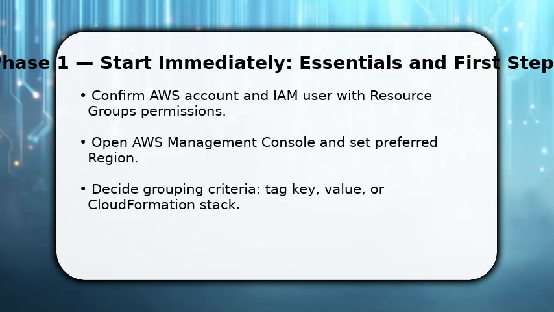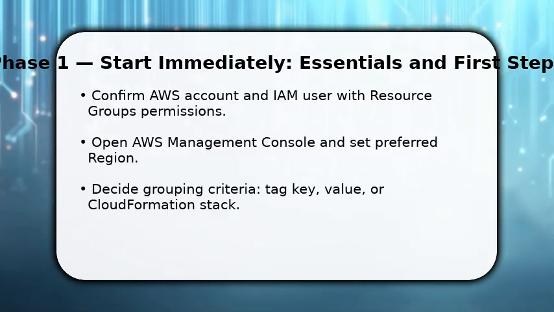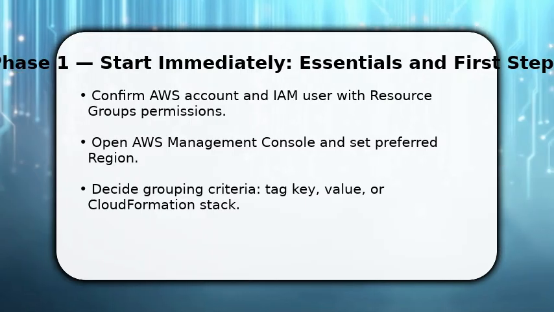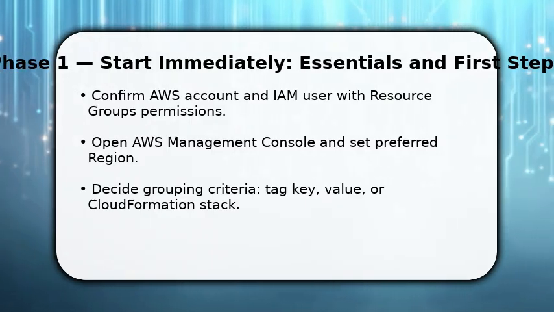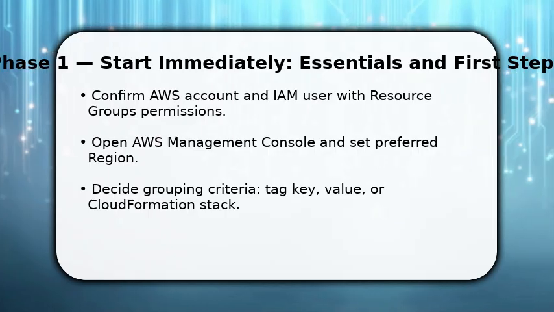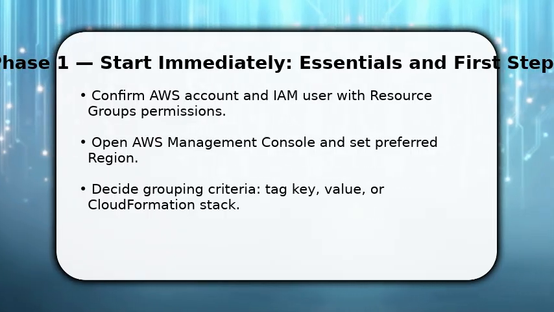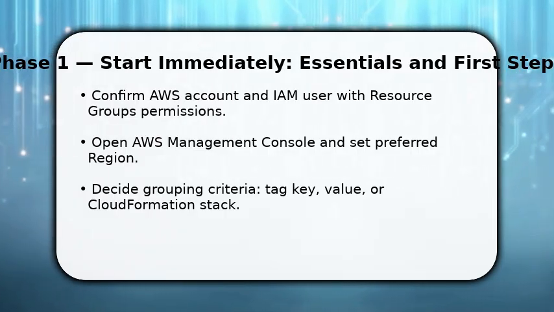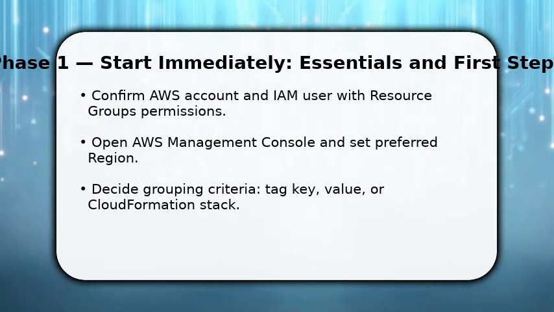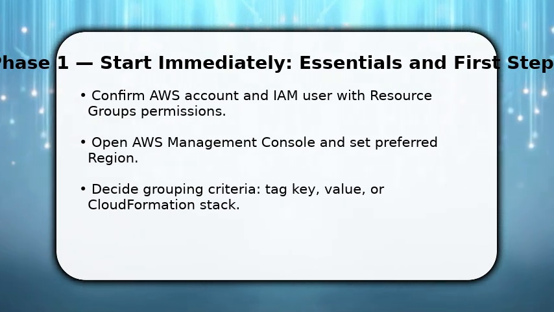Start the creation flow. Choose the grouping method, tags, CloudFormation Stack, or ARN, because tags are flexible and portable. Enter a clear name and add the tag key and value if using tags. This ensures consistent discovery and access across services, making future automations simpler.